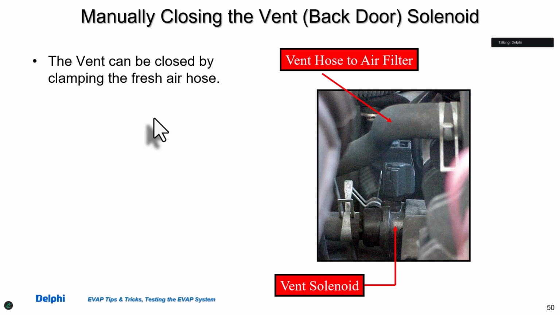Obviously, you're bypassing the vent solenoid, but at least you're seeing if the system integrity is tight. And at that point, you know that if it's tight there, the only thing you bypass is the vent solenoid, so it can help you focus on that particular part of the system.